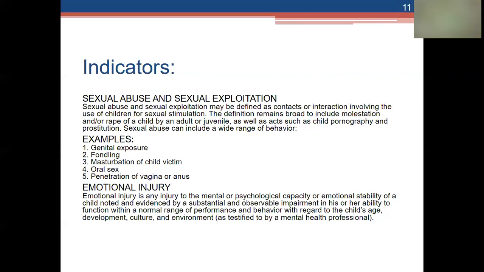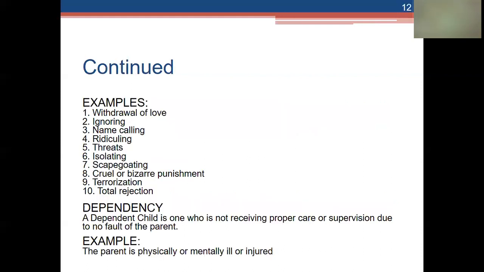Emotional injury is any injury to a mental or psychological capacity or emotional stability of a child, noted and evidenced by a substantial and observable impairment in his or her ability to function within a normal range of performance and behavior with regard to the child's age, development, cultural, and environment, as testified by a mental health professional. Examples of this are withdrawal of love, ignoring, name-calling, ridiculing, threats, isolation, scapegoating, cruel or bizarre punishment, terrorization, and total rejection.